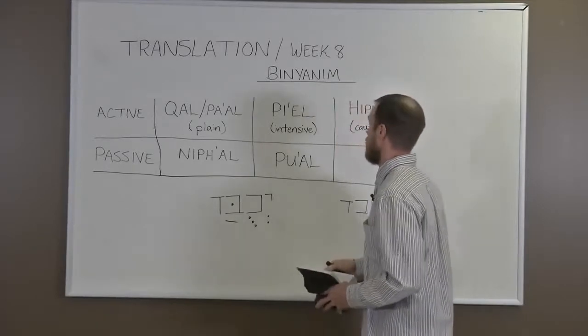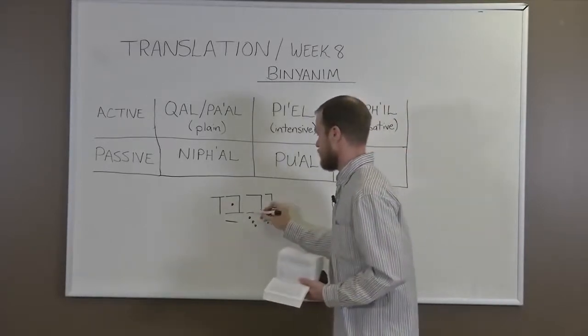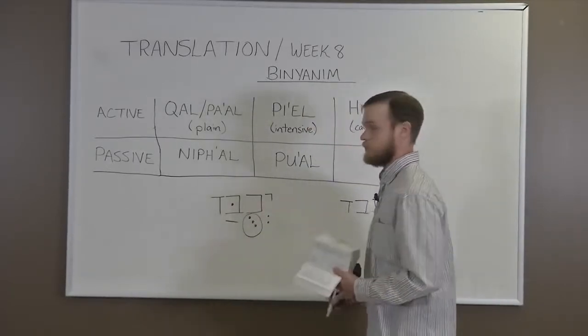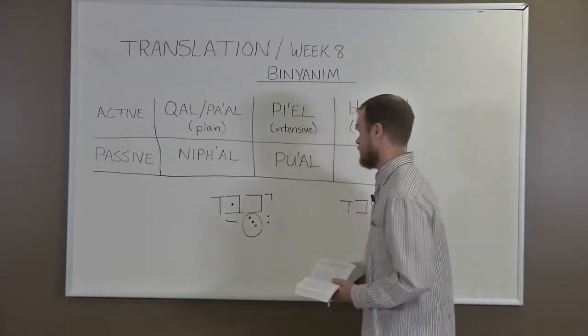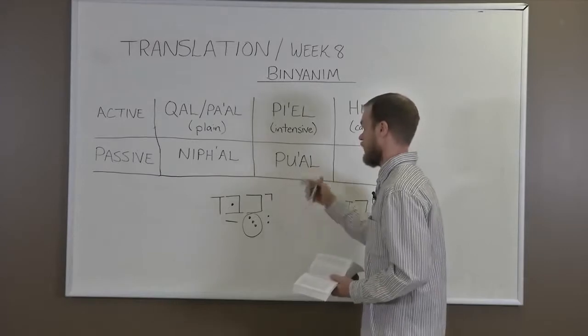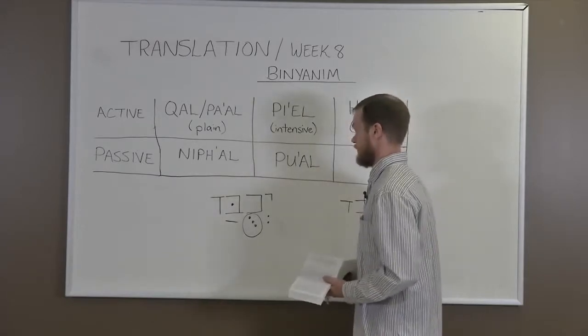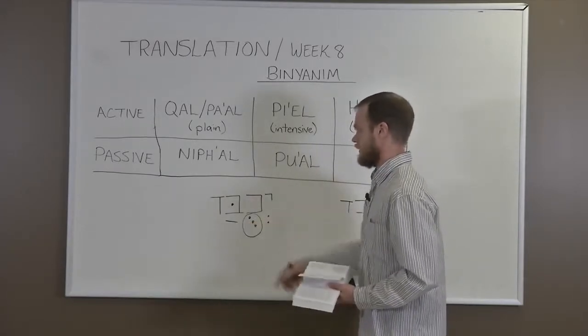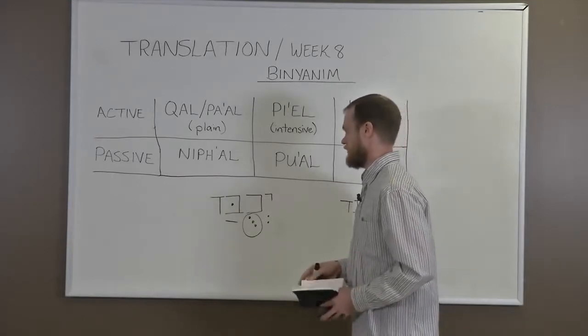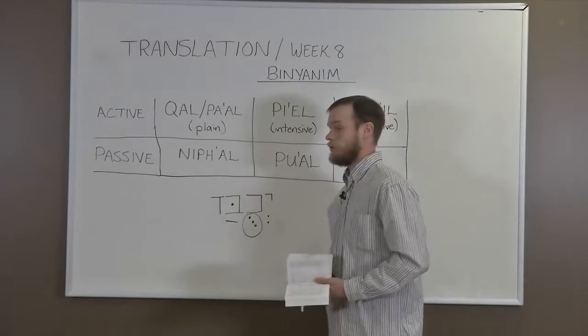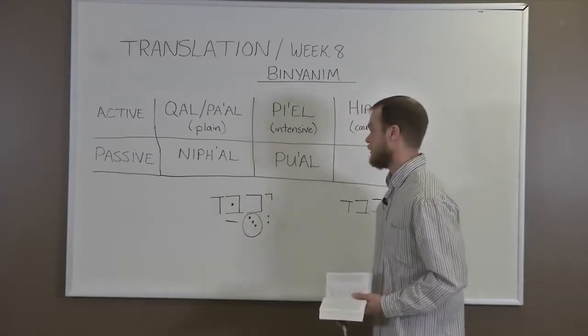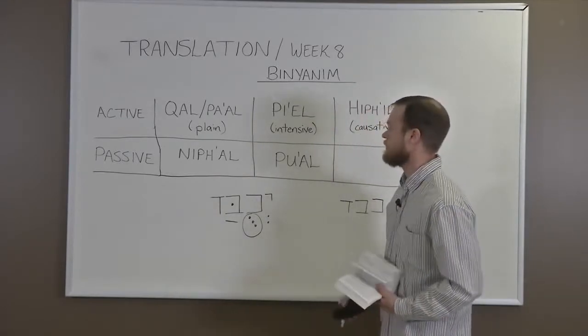So the main characteristic of the pual is the presence of the kubutz vowel, which you will only find in binyan pual. So if you see a kubutz in a verb conjugation, you can be pretty sure that it is being conjugated in binyan pual. The second vowel is usually a patach, and just like the piel, the second radical always takes a dagesh in the pual.